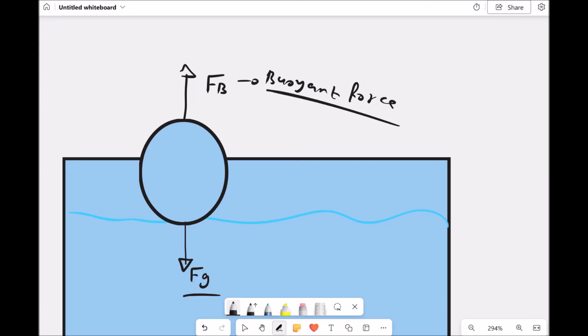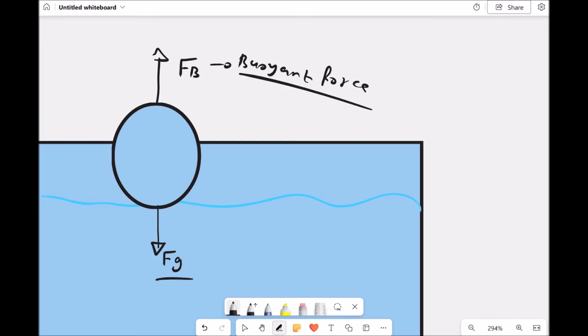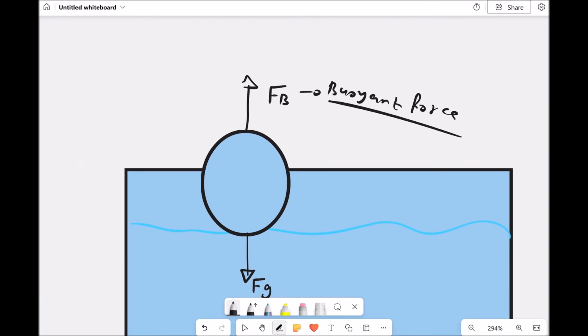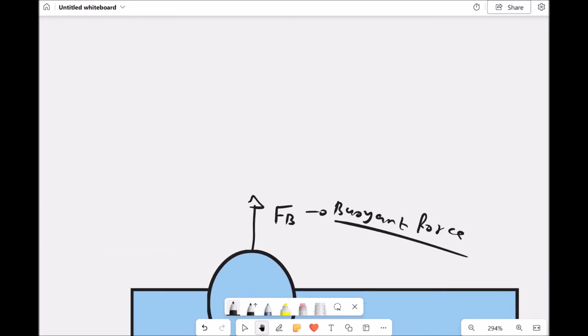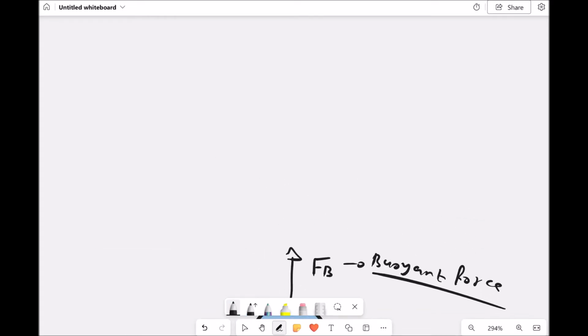You see, the weight of the object is in the downward direction, but the buoyant force is in the opposite of it. Or we can say that buoyant force is acting opposite to the force of gravity, okay? Some of the things that you should know here are these. Fb is buoyant force.